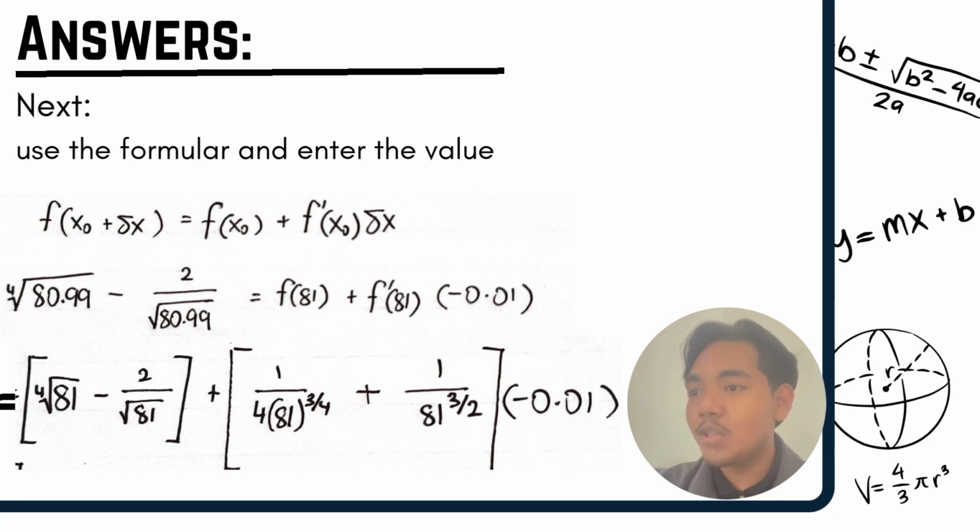And for the next step, use the formula and enter the values. As you can see at the top, that is the formula for the linear approximation. And then we just enter the values. As you can see, f of x0 plus f prime of x0 times delta x. We use the equation that we just did from the slide before this. Then after that, we just enter the values and wait for the next step.